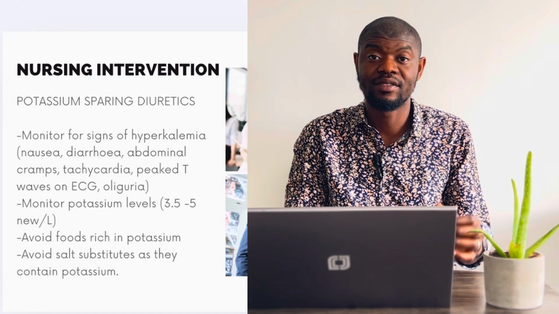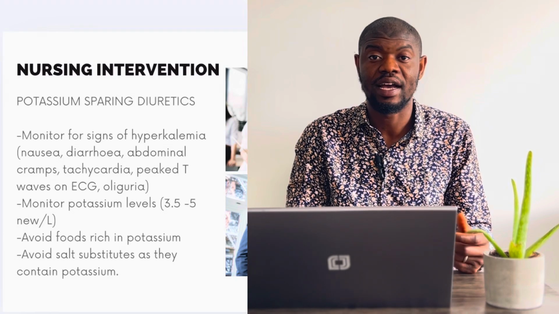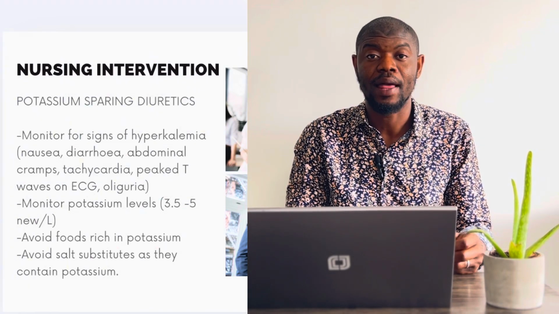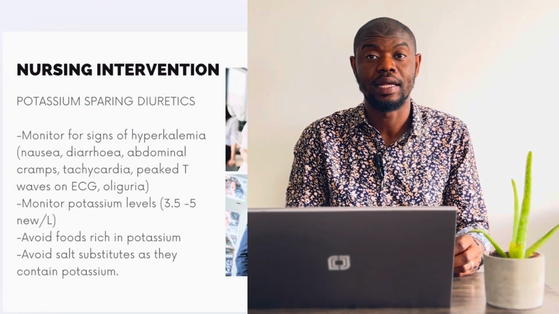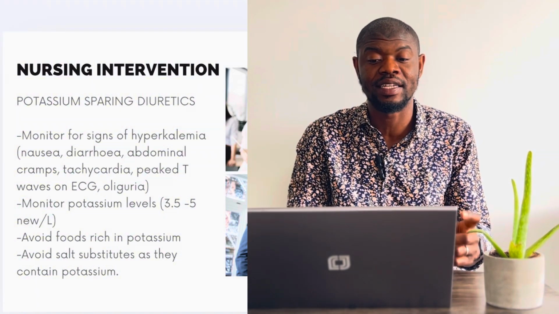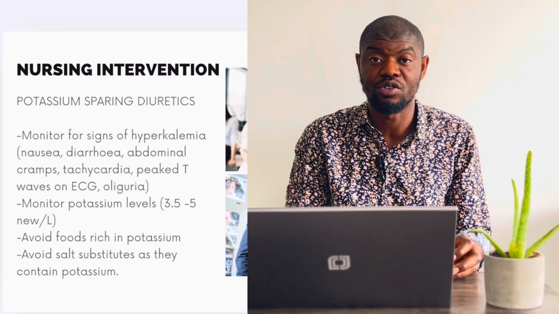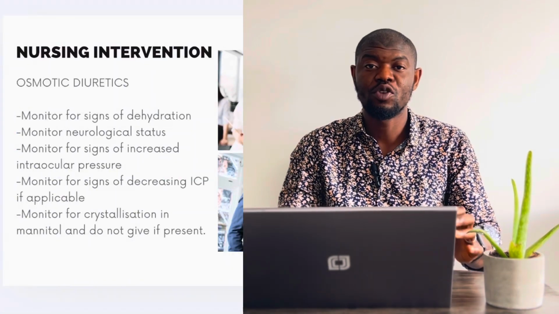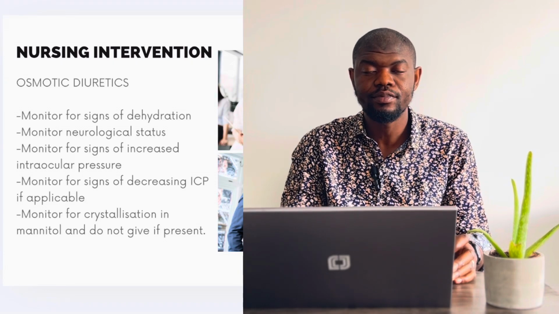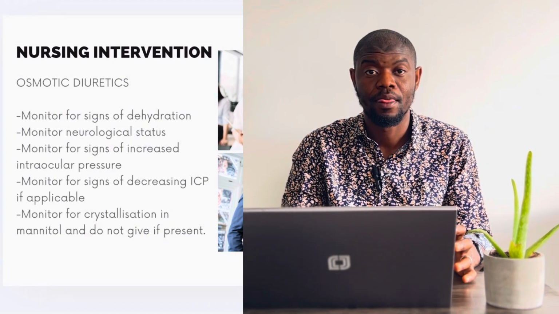Now the signs for hyperkalemia usually would be nausea, vomiting, abdominal cramping, tachycardia. When you do an ECG, you find that you've got an elevated P wave, and you can usually become oliguric as well. With osmotic diuretics, you want to monitor for signs of dehydration.